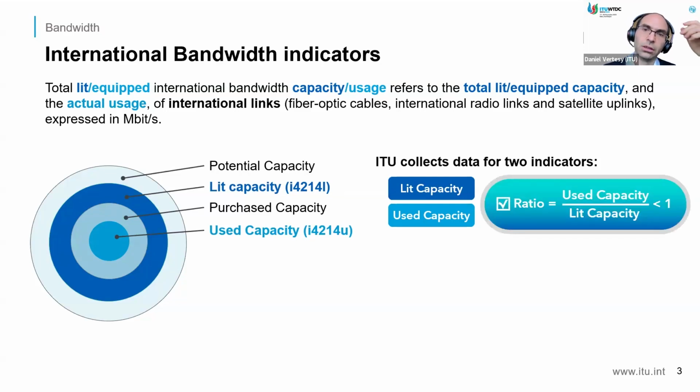Obviously, lit capacity is larger than used capacity. This is a check you can make whenever you compile the data, to verify that whatever you received and add up makes sense.